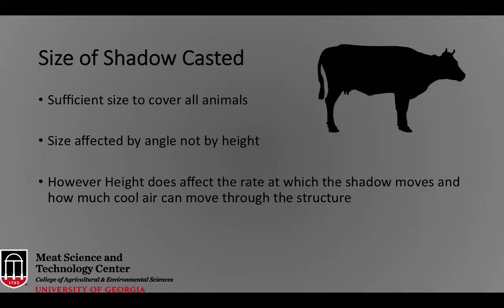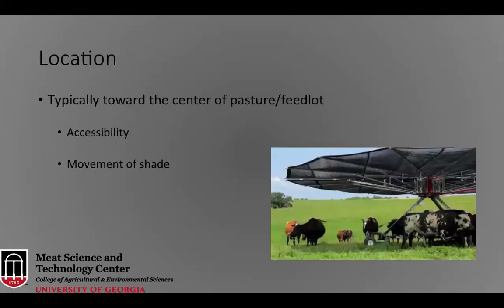And also cattle are more prone to go into areas where shade structures are taller. There was a study done where, if they were given a 6-foot versus a 12-foot structure, at all times they were exclusively going to the 12-foot structure. So location does matter. Typically toward the center of the pasture, because this can affect accessibility and the movement of shade if these are not in the middle of the pasture.